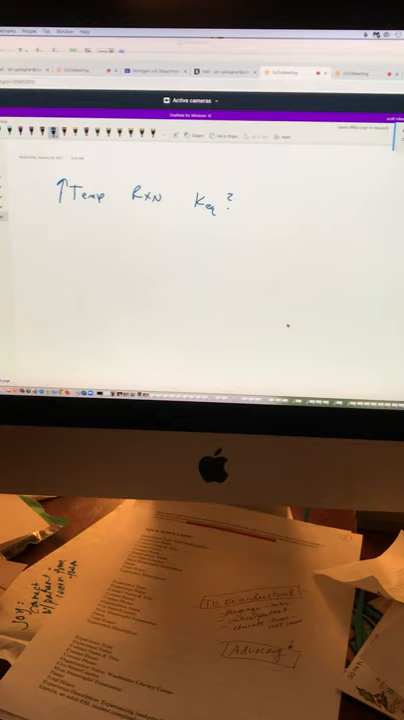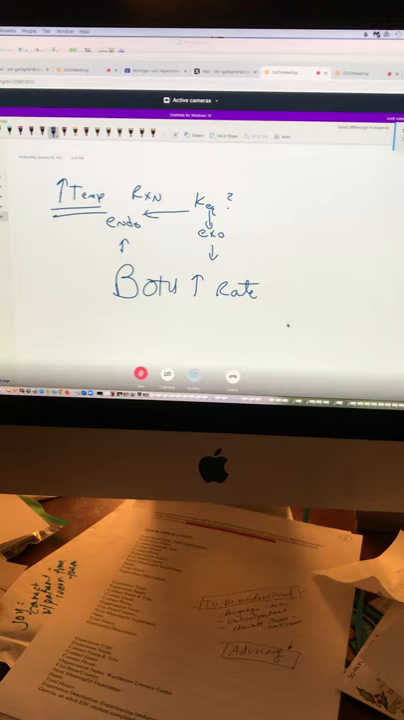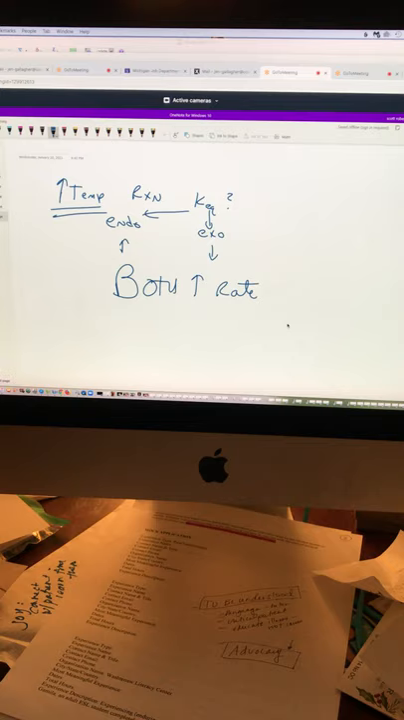For an endothermic reaction, if we increase temperature, what happens to KEQ? Increases. Very good. For an exothermic reaction, when temperature is a product, if we increase temperature, KEQ goes down. Everybody get it? But in which case did the rate increase? But in which case did you get to KEQ faster than at the original temperature? Both. Do we understand? Because that's what rate is. How fast you get to equilibrium. Ooh, we're making some progress.